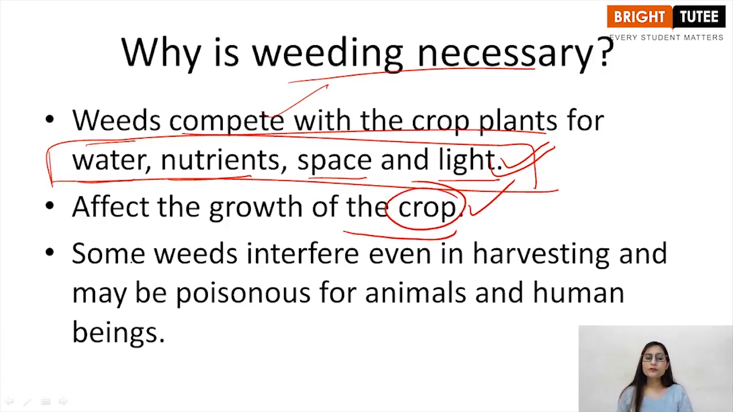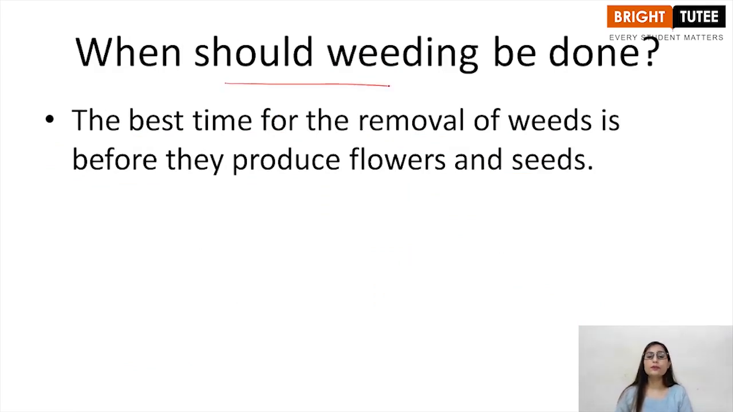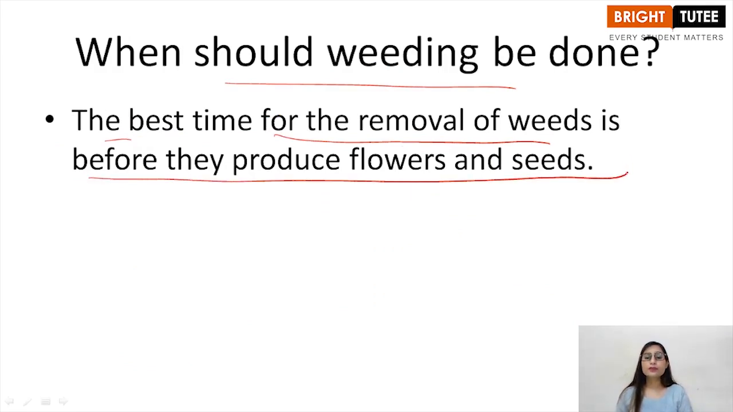Some weeds even interfere in harvesting and may be poisonous for animals and human beings. So sometimes these weeds interfere in harvesting. Obviously, if they are not removed before harvesting, then they come into harvesting as well, and they may be poisonous for animals and human beings. So they must be removed. Now, if they are poisonous, when should they be removed? When should weeding be done? The best time for the removal of weeds is before they produce flower and seeds. You must identify that this is an undesirable plant.